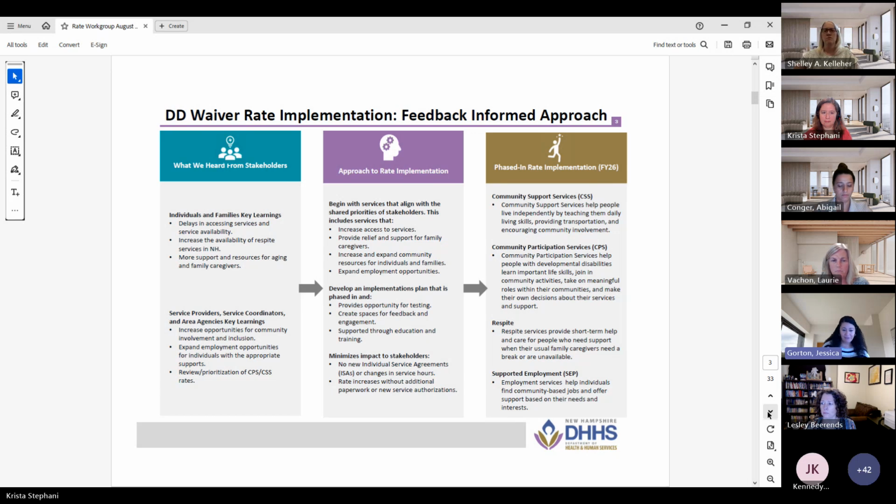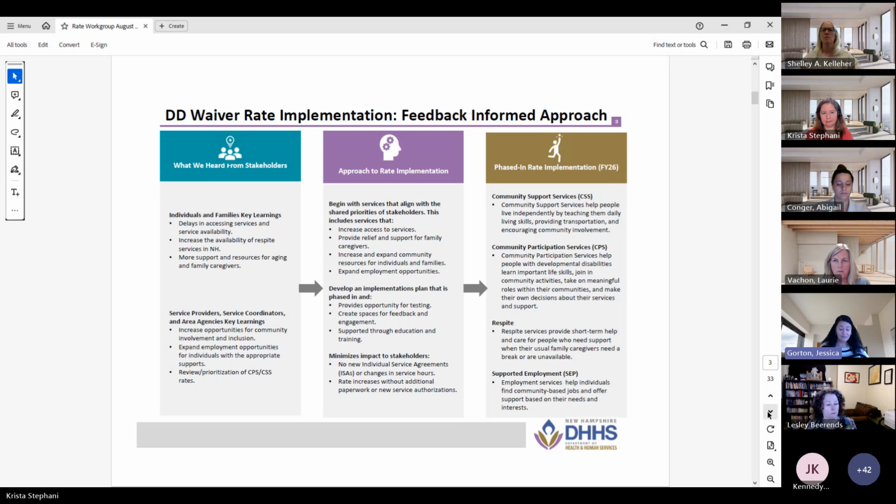And there was the straightforward ask to take a look at community participation services and community support services, what those current rates look like and what they could look like, especially if we want to focus on providing services in the community as much and as often as someone is seeking. So, taking all of that information in and considering other feedback we received, how do we select services and move forward with an approach that increases access, provides relief and support by potentially increasing provider capacity, and increases and expands community resources for individuals and families and employment opportunities?